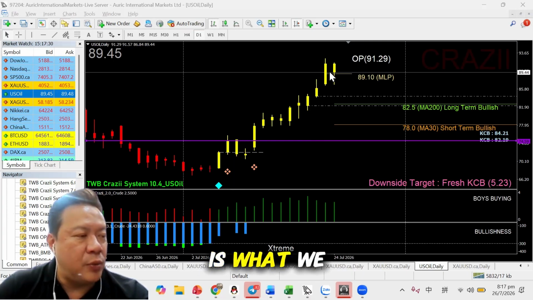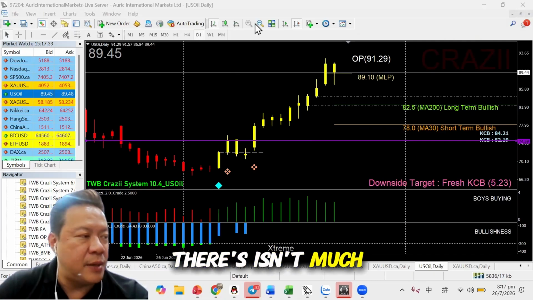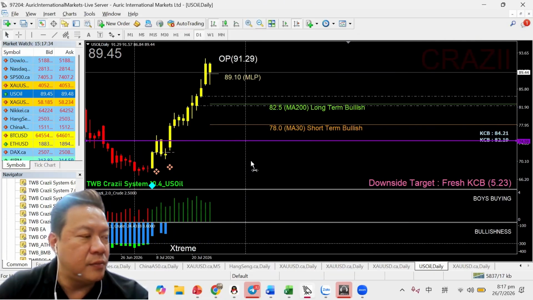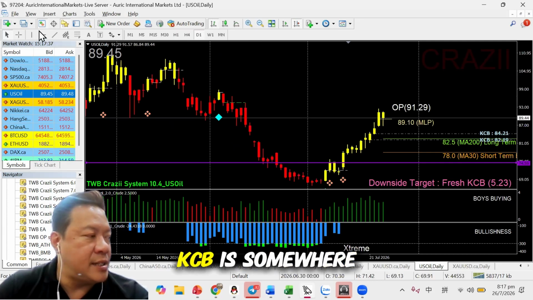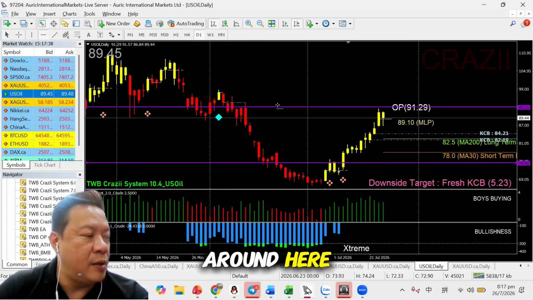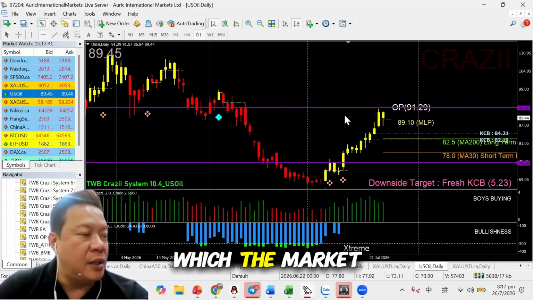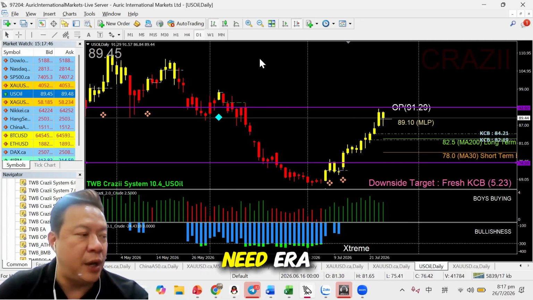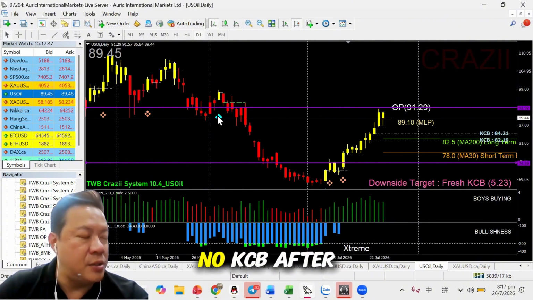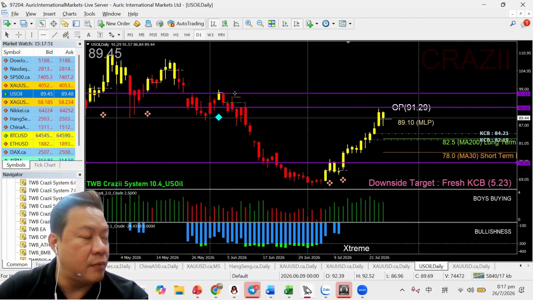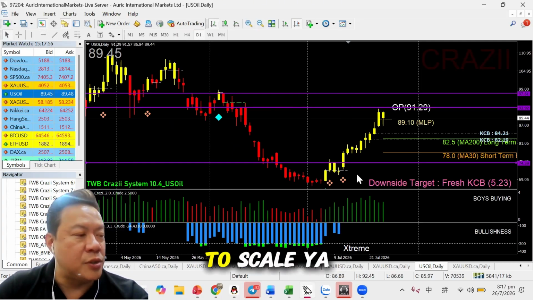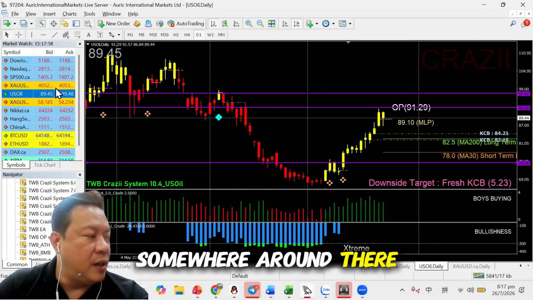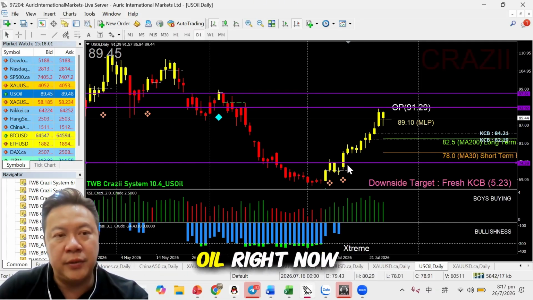Okay, so that is what we see right now for oil. There isn't much for oil. Okay, the nearest KCB is somewhere around here, which the market almost touched it before coming down. So if we touch it, then of course we have a new era, because you can see there is no KCB after that until here. Okay, not drawn to scale, yeah, somewhere around there. All right, so that is what's happening to oil right now.